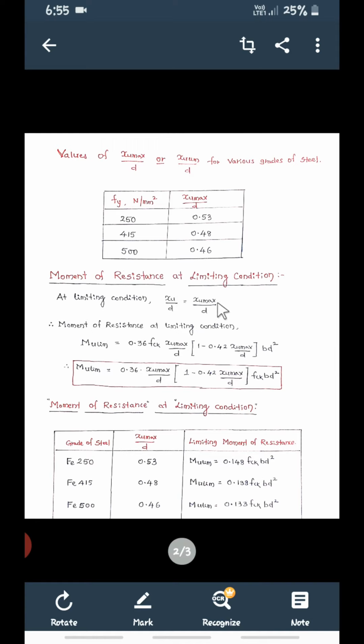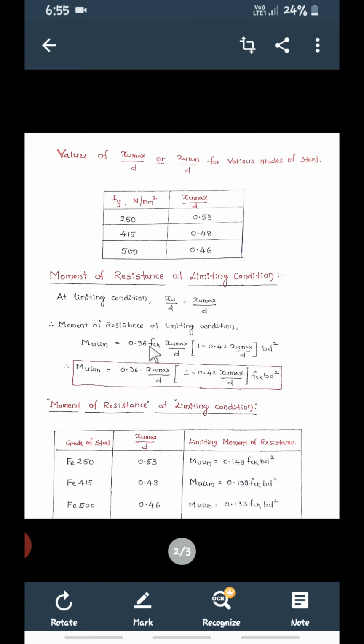Wherever Xu by d is there, you can use Xu max upon d for the limiting condition or maximum condition. Similarly, the moment of resistance at the limiting condition, that is Mu, will become Mu limit now. In the previous class we have seen Mu, but for the limiting condition Mu becomes Mu limit. So Mu limit is equal to, yesterday we have seen this equation, and the only change is that wherever Xu is there, you can put Xu max.